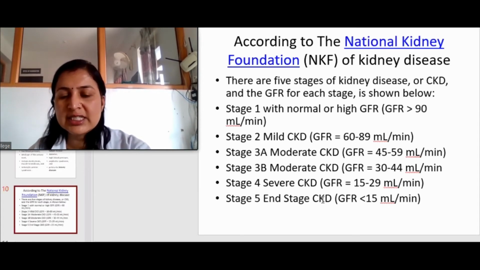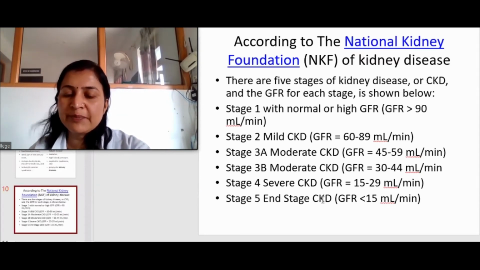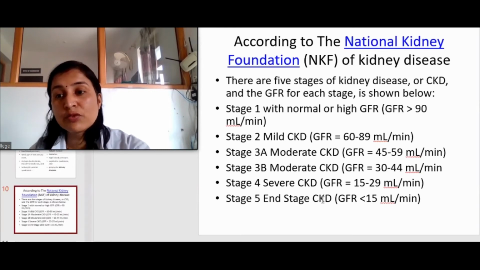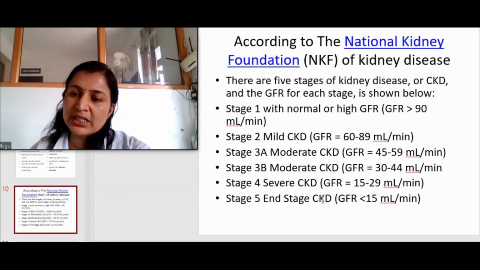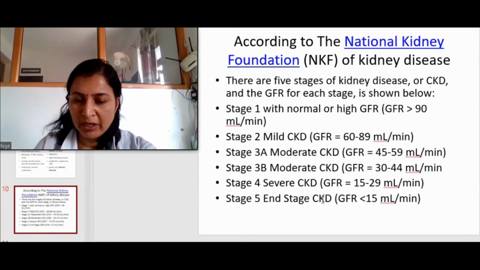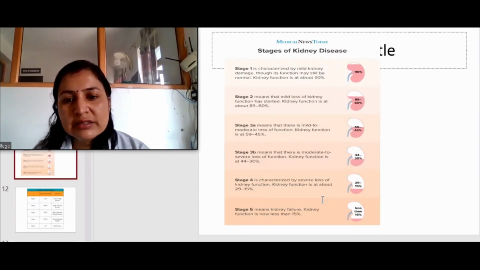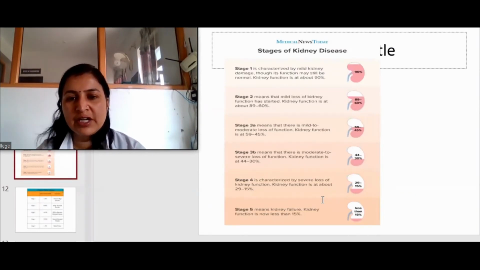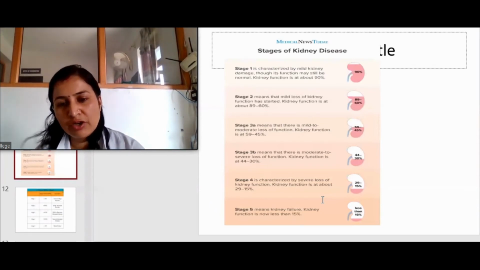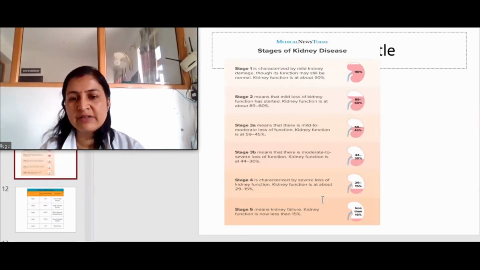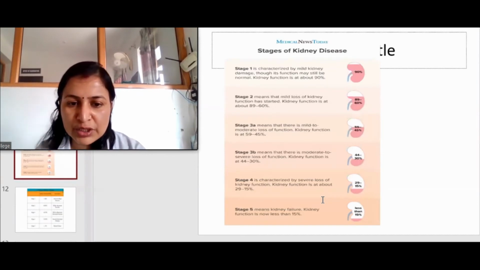Then stage 3. Stage 3 is from 30 to 60, and it is again divided into 3A and 3B. So 45 to 60 is 3A and 30 to 45 is 3B. And if the GFR is 15 to less than 30, then it is stage 4. And in stage 5, the GFR is less than 15 ml per minute. So these are the stages and the respective GFR. Starting from 90 or above to less than 15, as GFR decreases, the kidney disease progresses.